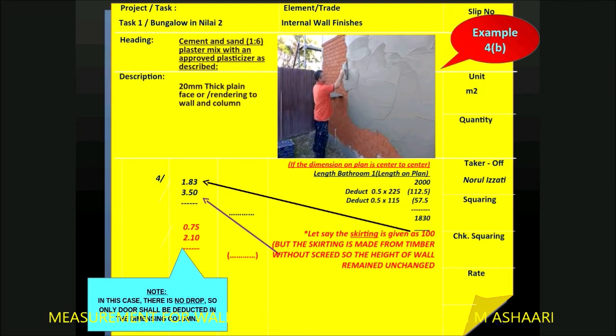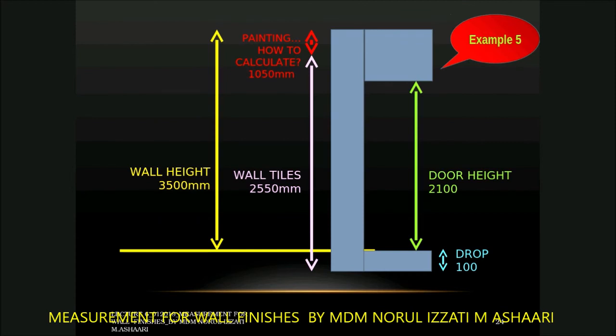Okay, so this is the example. Let's say the skirting is given as 100 mm, but the skirting is made from timber. So if the skirting is made from timber, you can remain the height of the wall finishes to be 3.5. Okay, now let's look at the example for the combination of the tiles and plaster and painting.